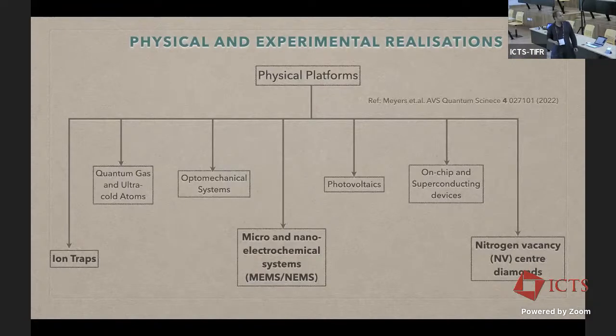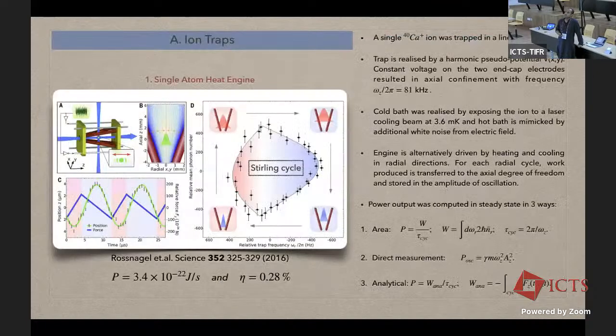So let us briefly discuss, although, as I said, the technical details are not very clear to me. Let me just tell you what they have done, or what kind of cycles they have realized experimentally. This is the first experiment that I mentioned, the single atom heat engine in 2016.